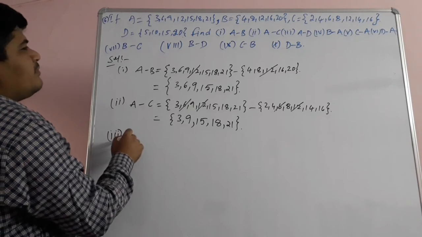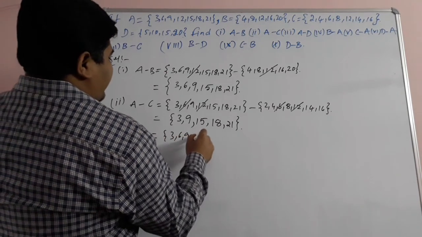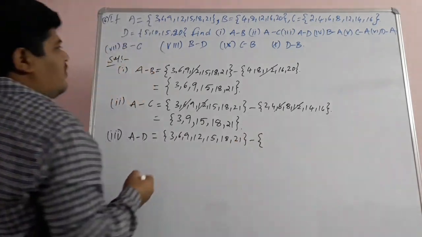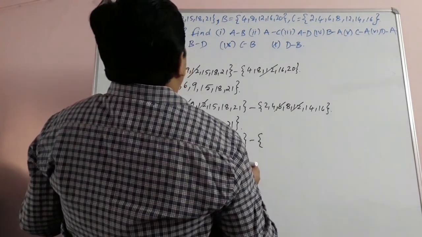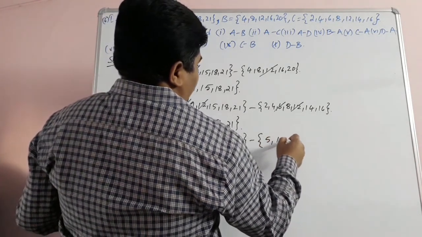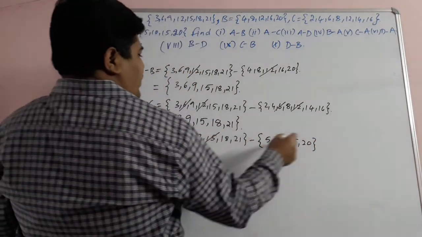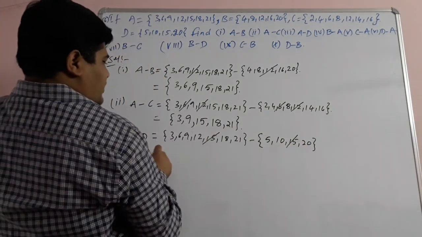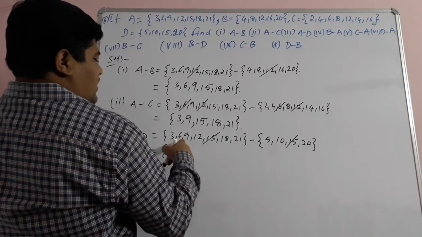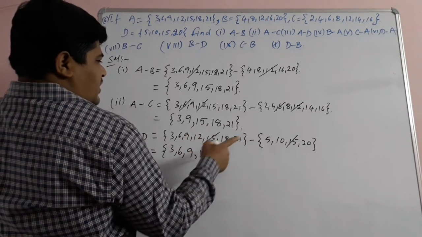So what is the third problem? A minus D, children. What is A? 3, 6, 9, 12, 15, 18, 21, minus what, children? Set D. D is 5, 10, 15, 20. So what are the same elements, children? See, 15 and 15 are the same. And see, 3 is there in the first set, in the second set not there, so you can take 3. 6 is there in the first set, not in the second set. 9 is there in the first set, not in the second set. 12 is there in the first set, not in the second set.